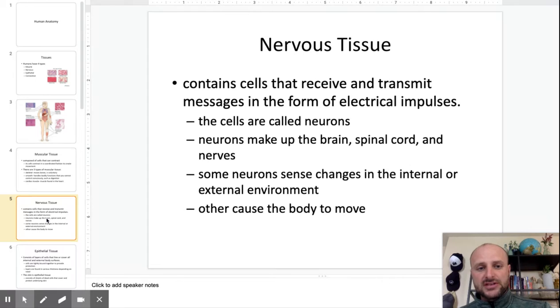Nervous tissue. This is made of cells called neurons, and neurons pretty much have one job, and that's to send and receive messages through electrical impulses. They make up the brain, spinal cord, and all the nerves. They can make your muscles move. They can sense things from the external environment. So that's two types of tissues: nervous and muscular.